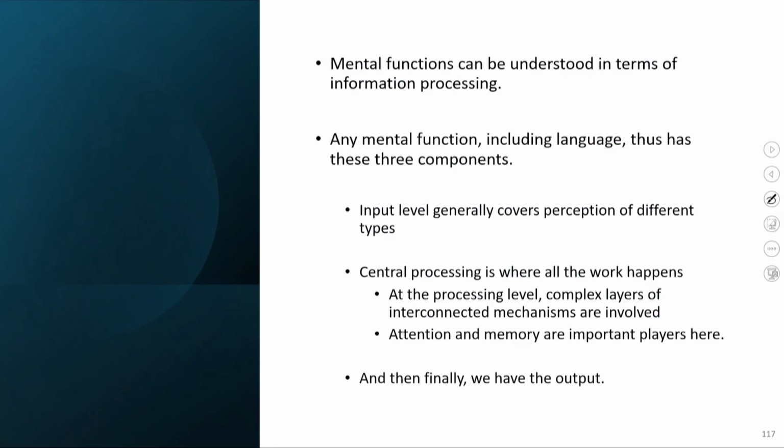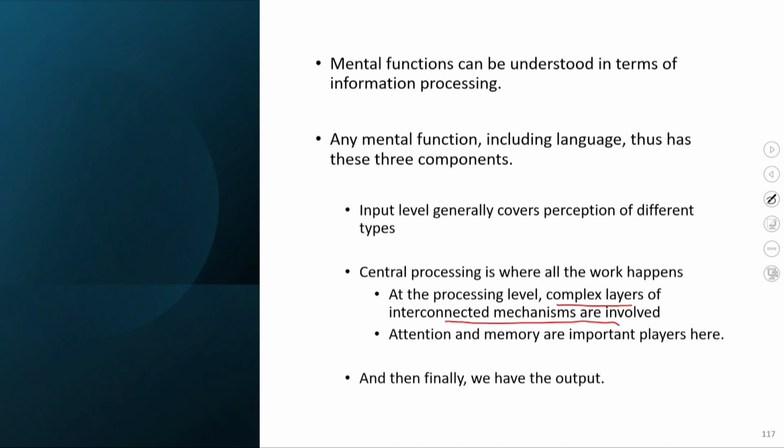Now, mental functions can be understood in terms of information processing, as we just saw. Any mental function, including language, has these components. The input level generally covers perception of different types, and then you have the processing, where the main work happens at the central processing level. At the processing level, there are complex layers of interconnected mechanisms that are dealt with.